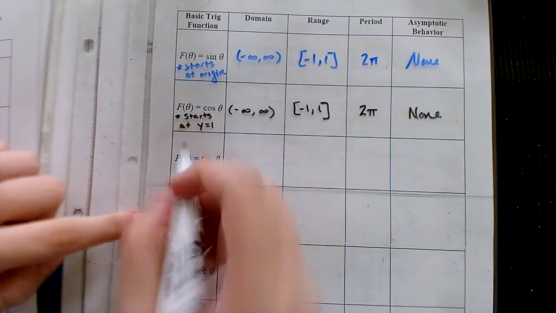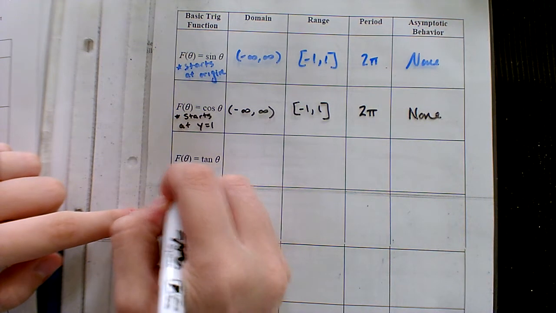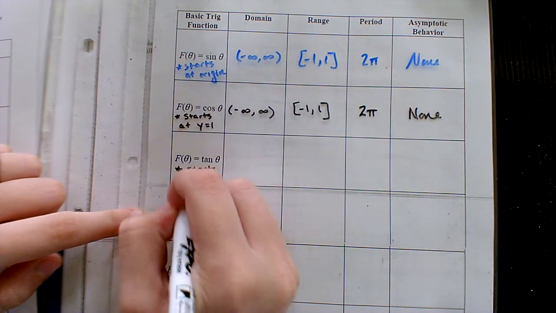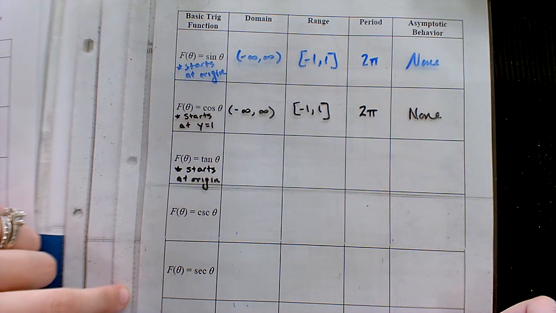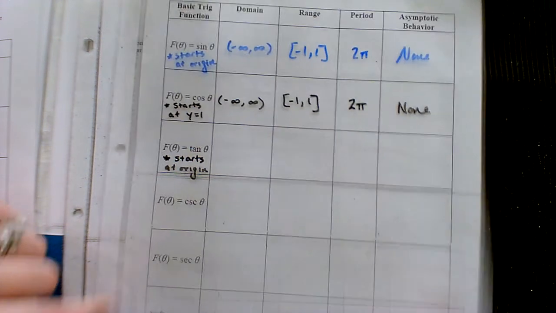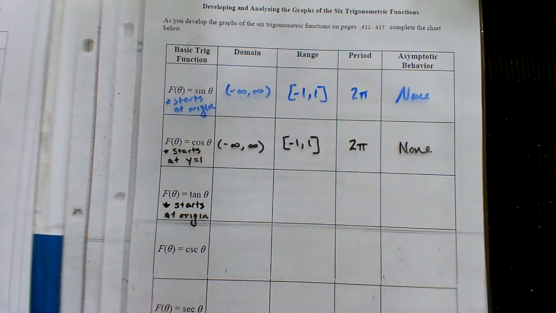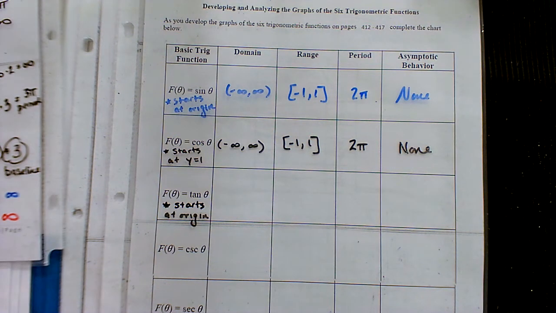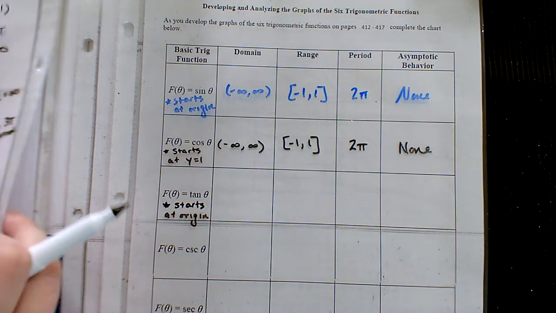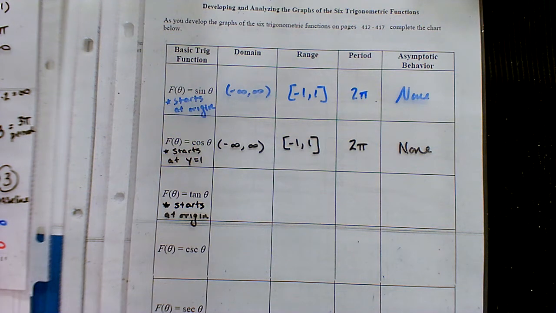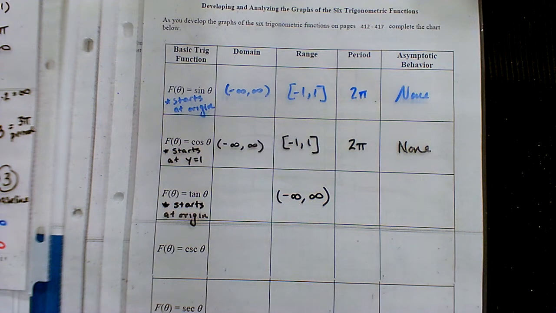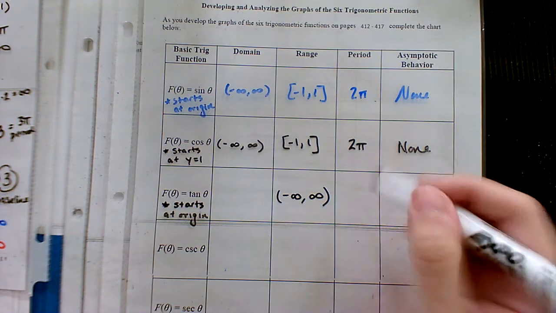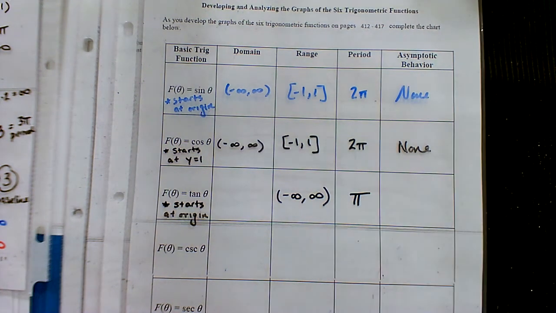Okay, tangent. This one we can say it starts at the origin. That middle point that you could plot is right at the origin. All right, domain. Might be a little tricky. We'll come back to that one. Range, negative infinity to positive infinity, because we go forever up and forever down. We have those arrows. Our period was pi.